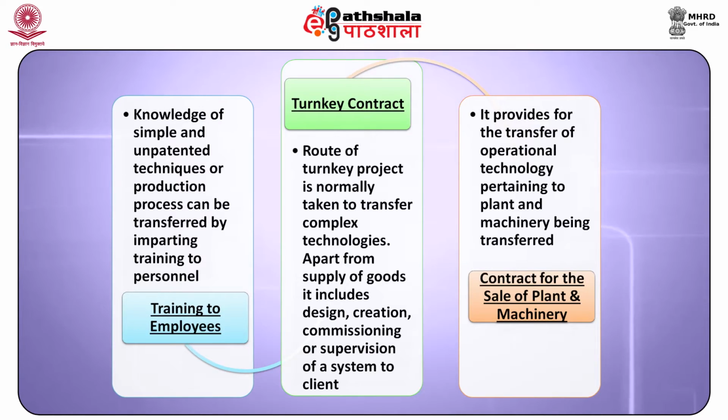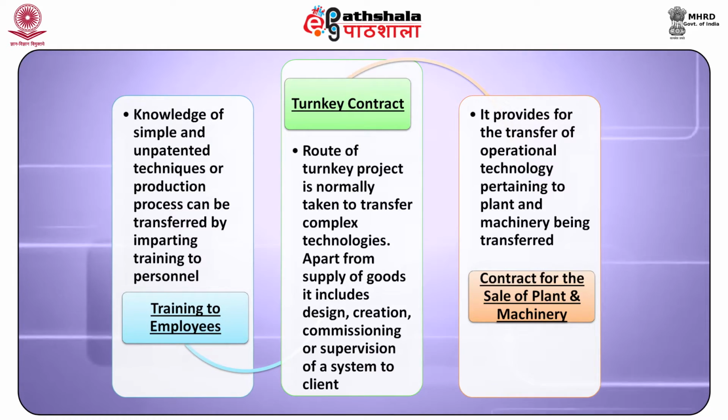B. Training to employees. Knowledge of simple and unpatented techniques or production process can be transferred by imparting training to personnel. C. Turnkey contract. Route of turnkey project is normally taken to transfer complex technologies. Apart from supply of goods, it includes design, creation, commissioning or supervision of a system to client.